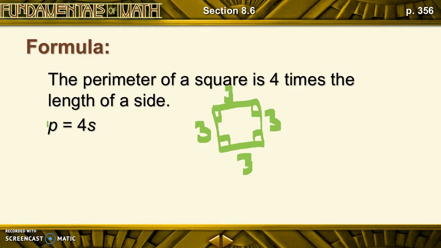So they give us a formula which is pretty straightforward. It's exactly what we just said. You just take 4 times the side.